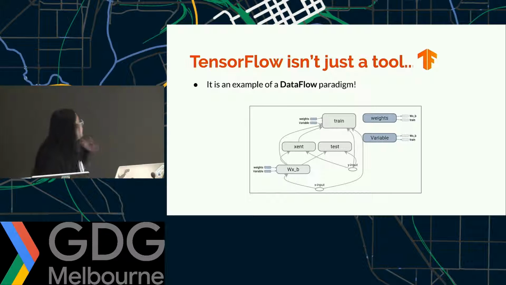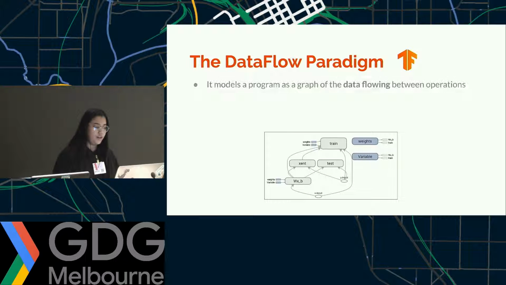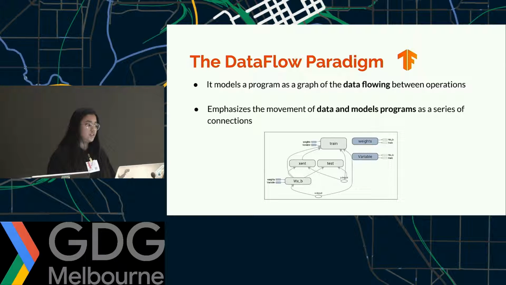So if you just look at this graph, which we'll go into more depth right now, it essentially emphasizes the movement of information between operations as you're creating your machine learning model. And essentially, the main focus is trying to track the flow of information as it goes through the different parts of your model.